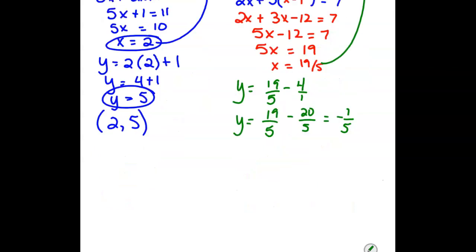So our ordered pair would be 19/5 for x and negative 1/5 for y. Remember, we can take those and plug them back into our original equation to double check them.